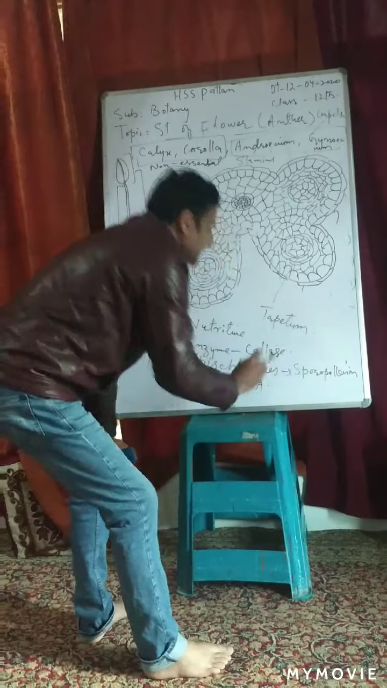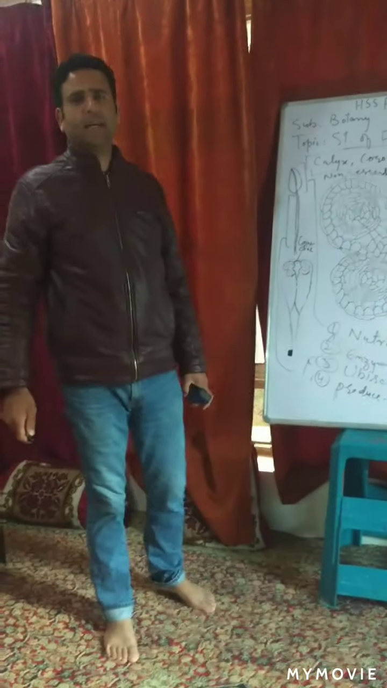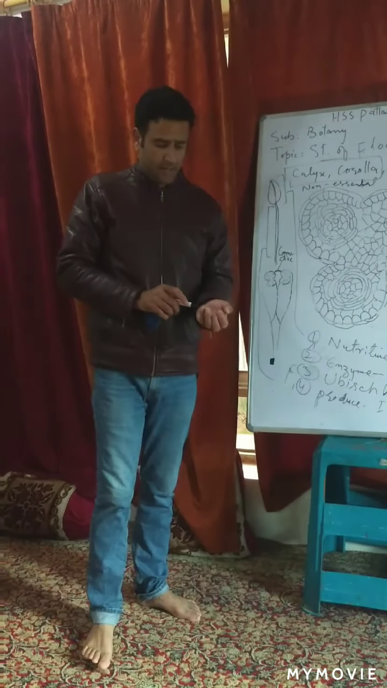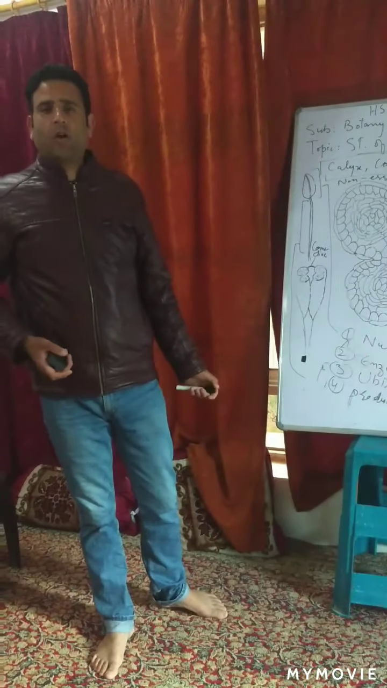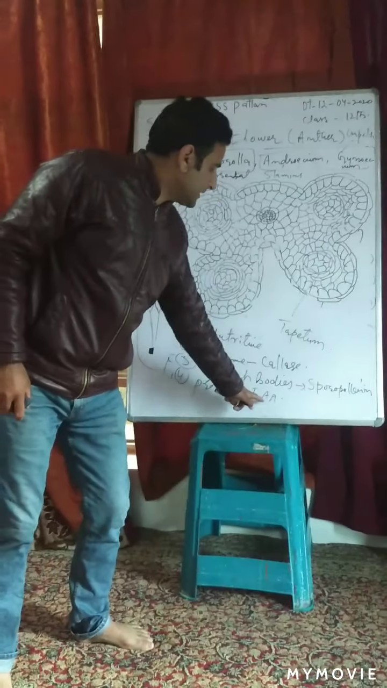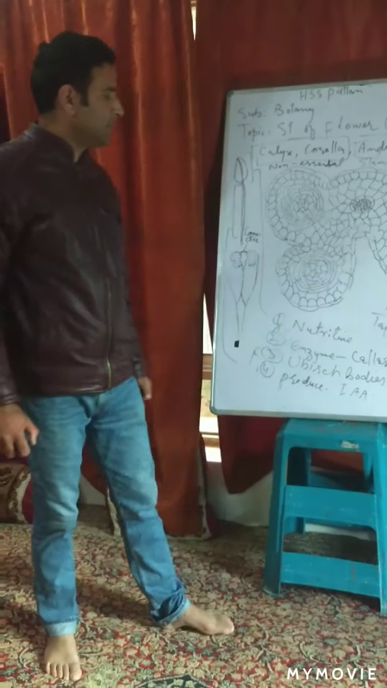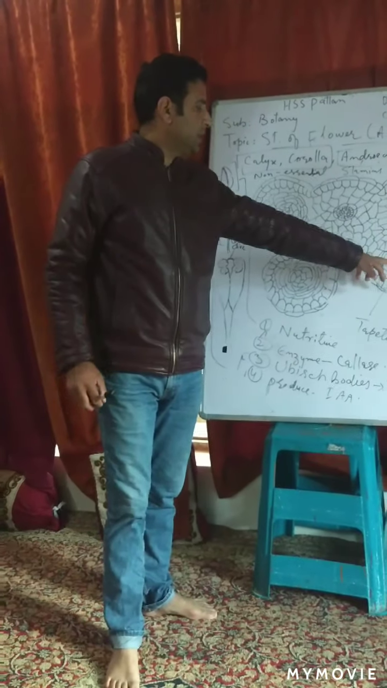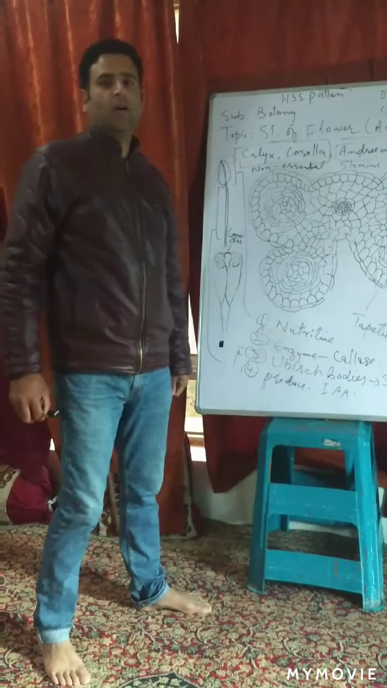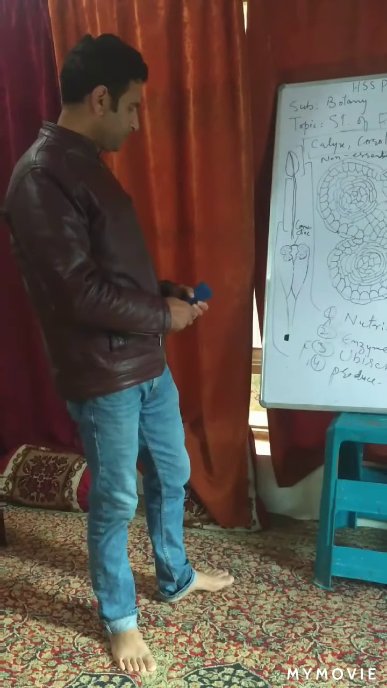They also produce the hormone indole acetic acid. Indole acetic acid, as we must be aware, is one of the auxins. This indole acetic acid is a growth hormone. It helps in growth of pollen grains here in pollen chambers, or microspores.